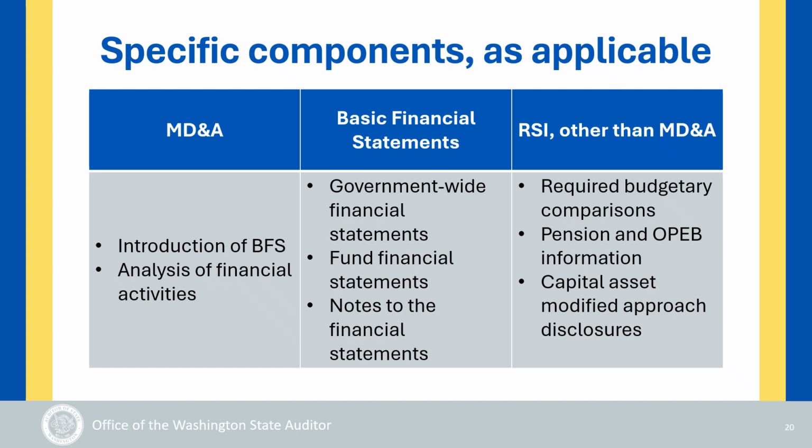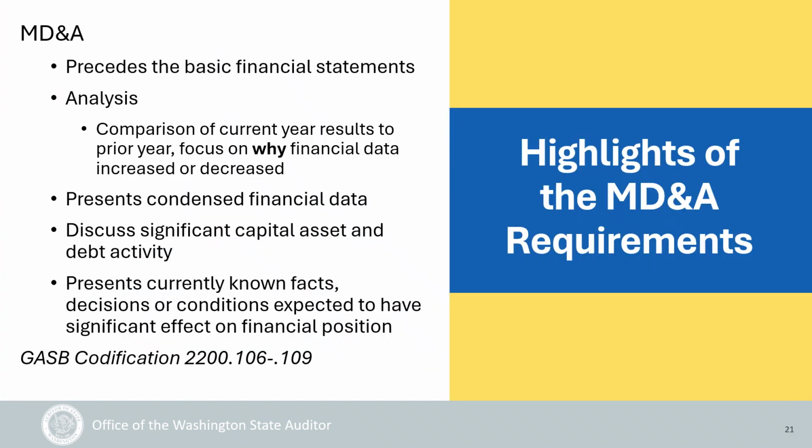Now that you know the specific components of the minimum required financial statements, let's go a little bit deeper into each one. The MD&A has specific requirements that can be found in GASB Codification 2200, paragraphs 106 through 109. This section precedes the basic financial statements and provides an analysis of financial activity of the government. This analysis includes comparison of current year results to prior year, and it focuses on why financial data has changed.